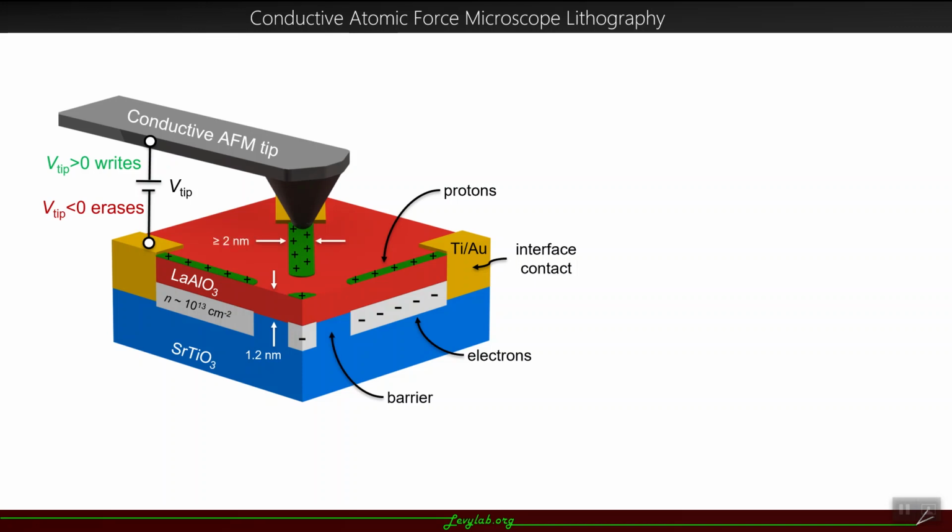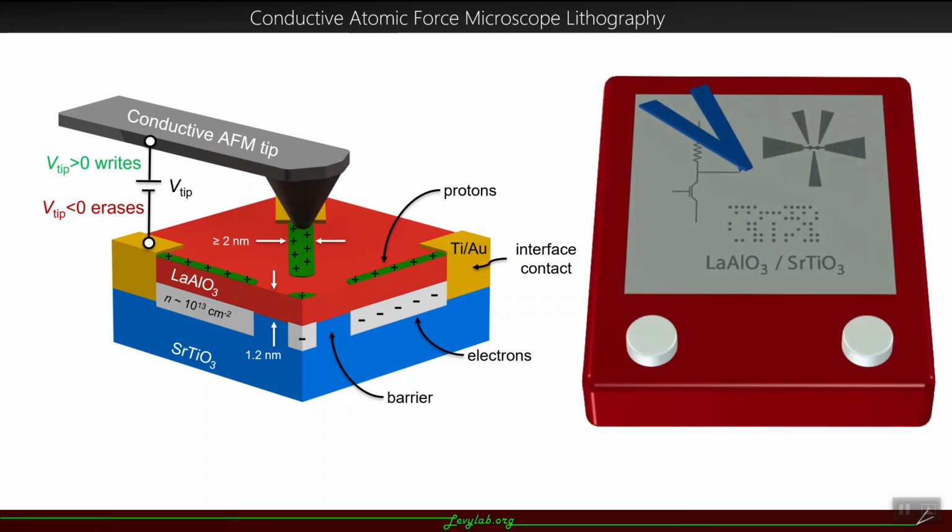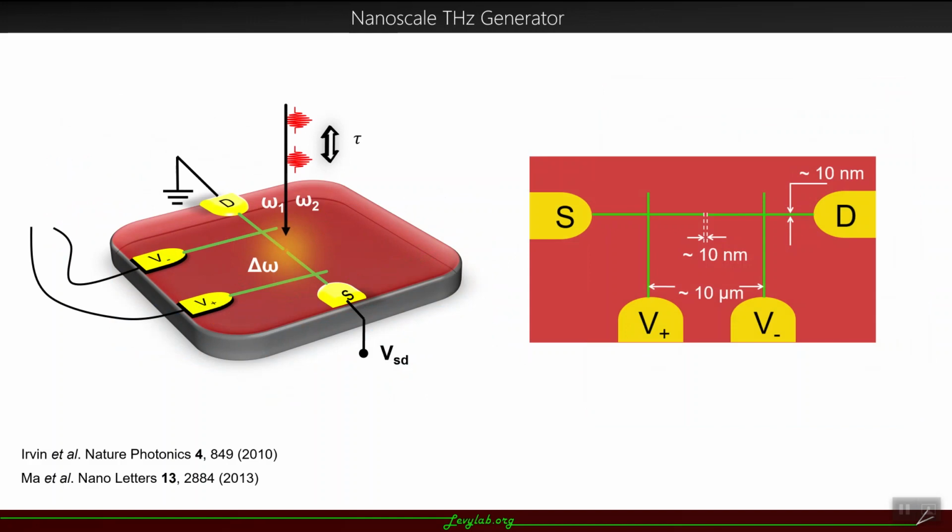Using this method, we've been able to create nanostructures as small as 2 nanometers in size at room temperature. And that leads me to liken this to an Etch-a-Sketch, but at the nanoscale. Using this lithography method, we can create a whole class of nanoscale devices. And here I'll focus on this nanoscale terahertz generator and detector.